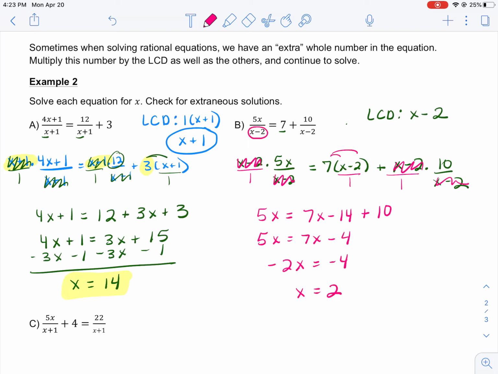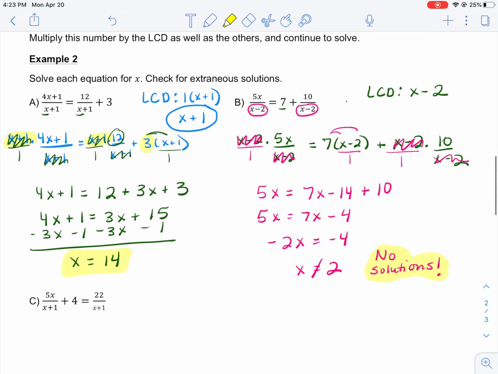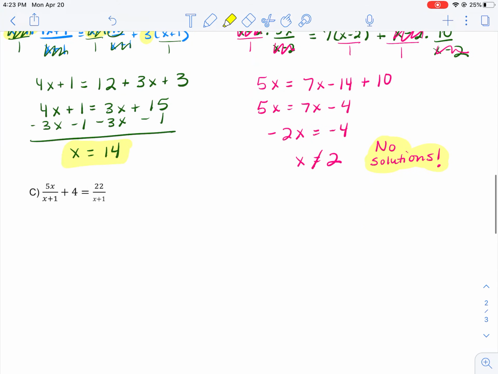But if you do your quick check, notice if x is 2, you get 2 minus 2, which is 0. And so this is called an extraneous solution. And we say that there are no solutions, okay, because your solution cannot cause division by 0. So it hasn't happened often in these notes today or in the last set of notes, but just make sure you're aware of when that can happen.